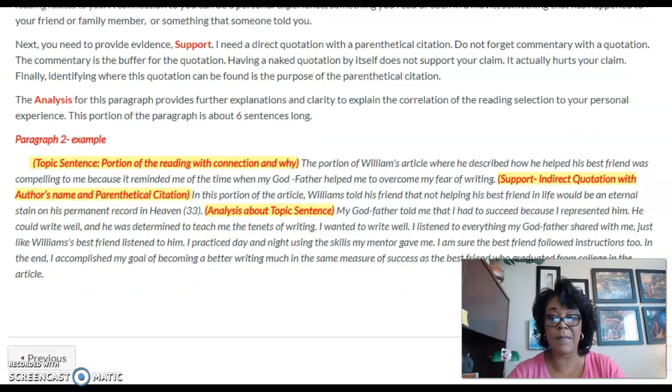Once again, this paragraph is 8 sentences as well. You have a topic sentence: the portion of William's article where he described how he helped his best friend was compelling to me because it reminded me of the time when my godfather helped me to overcome my fear of writing.